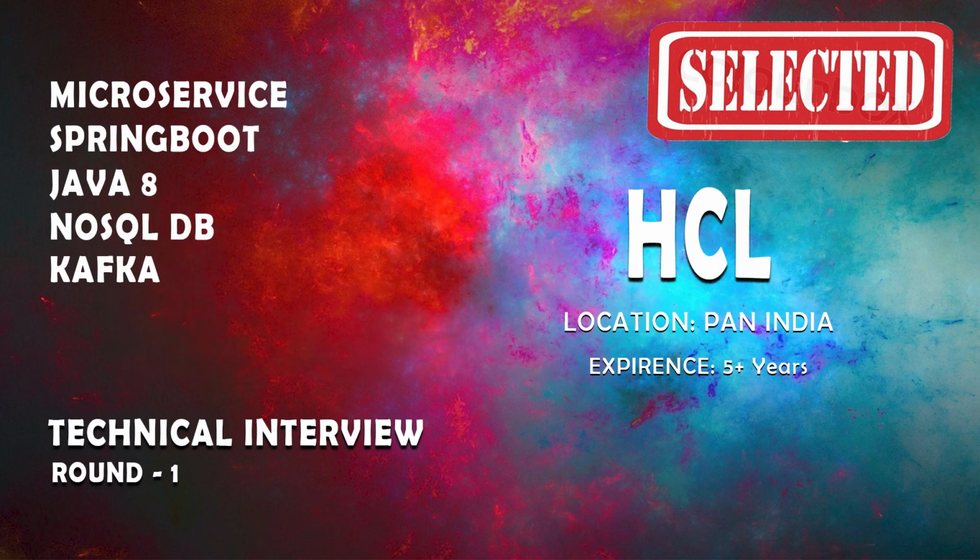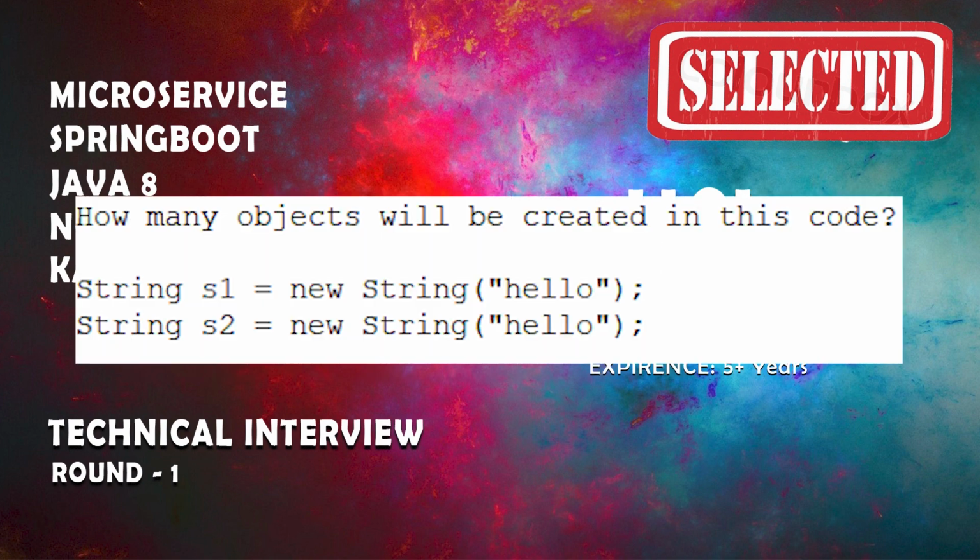So I'm pasting one more question. Can you tell me how many objects are created in this code? Three objects will get created.